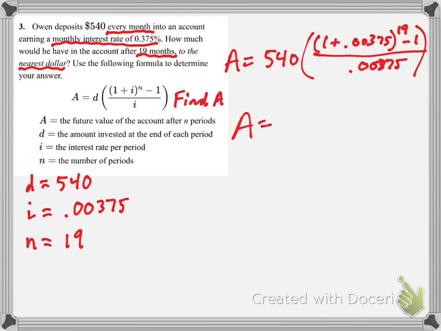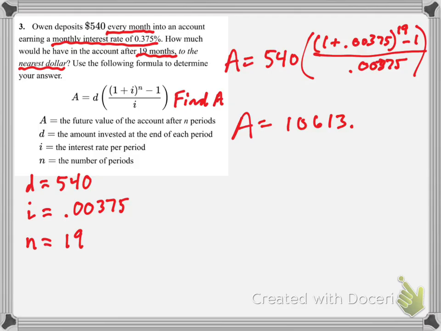Okay, let's plug it in. So 540, parentheses, control, divide, parentheses, 1 plus 0.00375, parentheses, to the 19th power, right arrow to get out of the exponent, and then minus 1, tab to the bottom, 0.00375, enter.